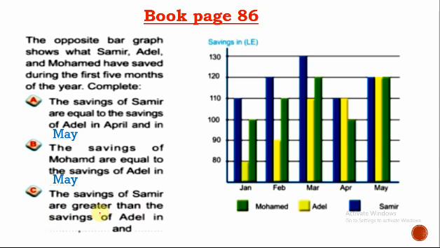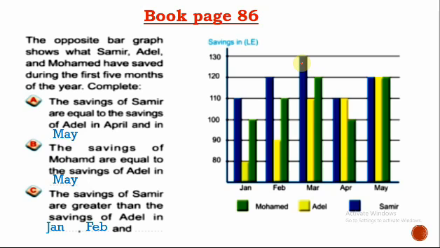The savings of Samir are greater than the savings of Adil in. So Samir is greater than Adil. We are talking about the blue and the yellow. The blue is greater than the yellow when? Start from the beginning. Blue in January is greater than the yellow? Yes, then January. In February, the blue is greater than the yellow? Yes, so I can take it.